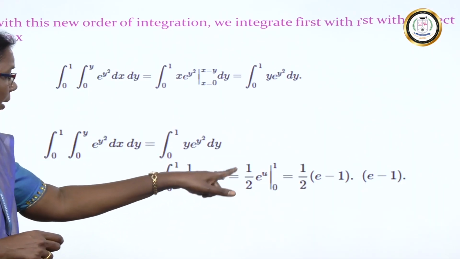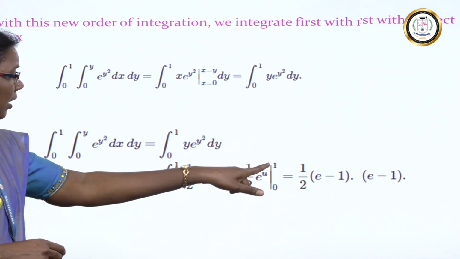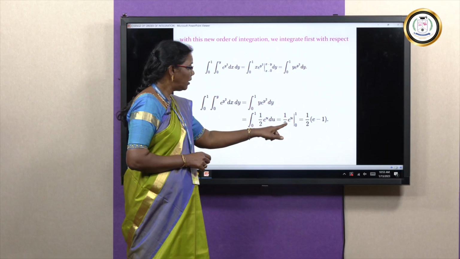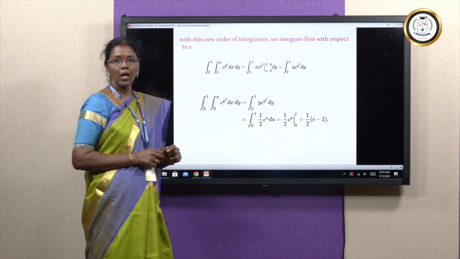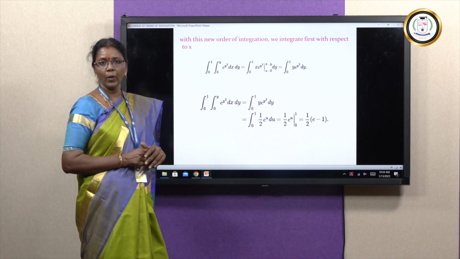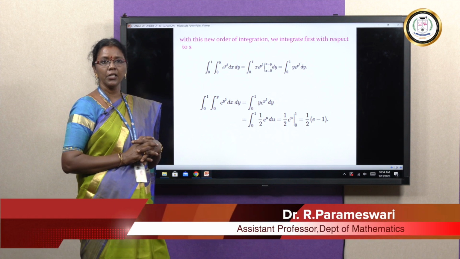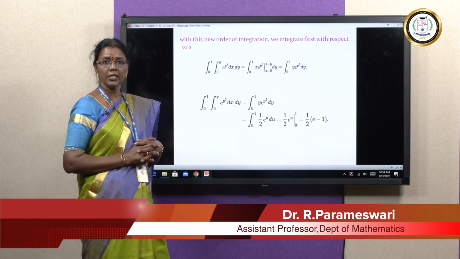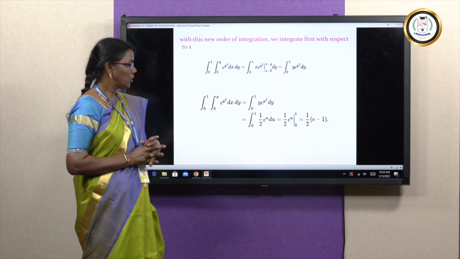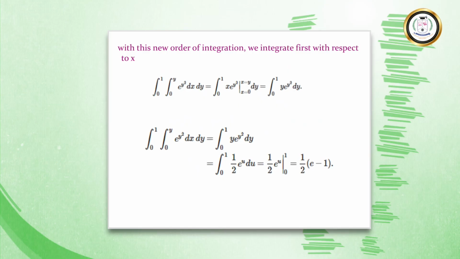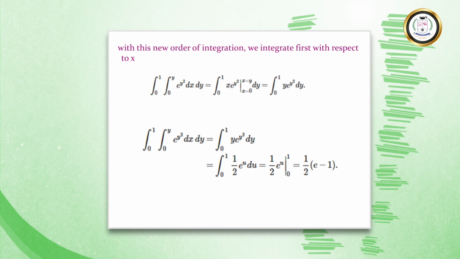So, using that, 1 by 2 into e power u, between the limits 0 to 1, gives e power 1 minus e power 0. And you know e power 0 value is 1. And I hope you know the value of e power minus infinity as 0 and e power infinity as infinity. So, we have arrived at the solution of this given integral easily by changing the order of integration.